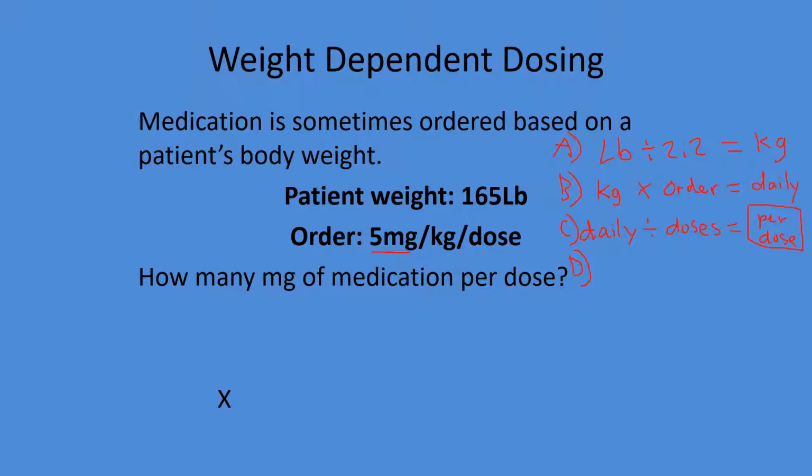And then in step D, we already covered. All we got to do is order over supply times the amount. So step D, just do A, B, and C in order to get your order.